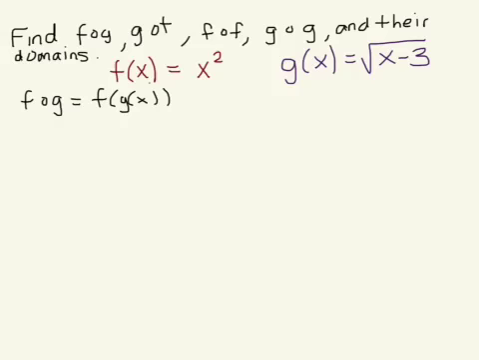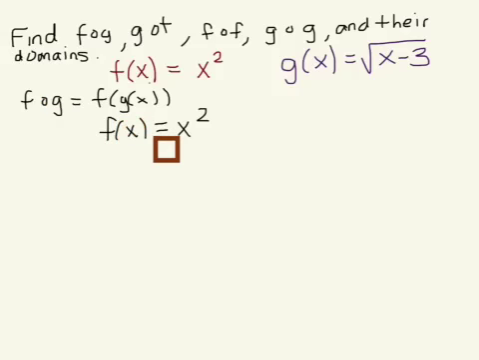So, the key here: the first function that you see from left to right, whatever that first letter is, that should be the first function that you write down. So, the first function that we're writing down is f of x is equal to x squared. The function that you see second is the one that's going to get substituted in.